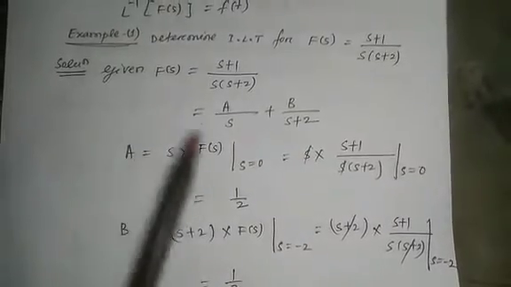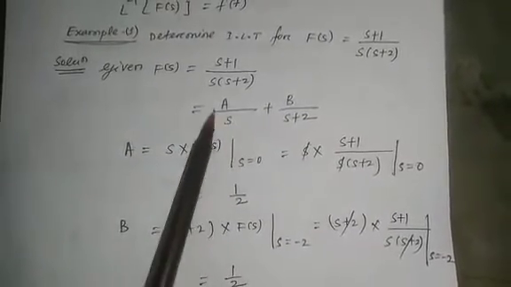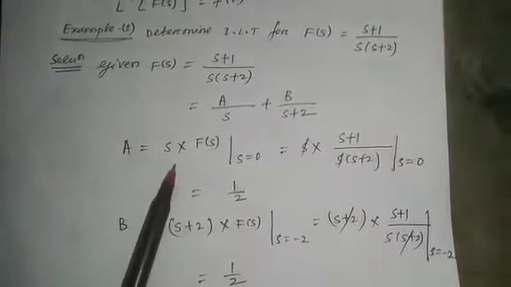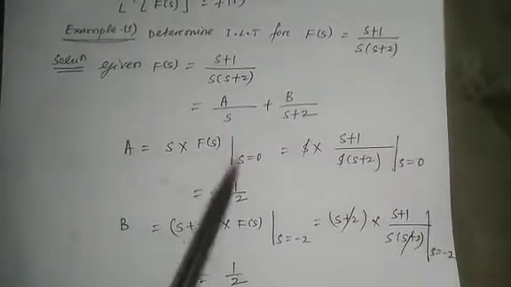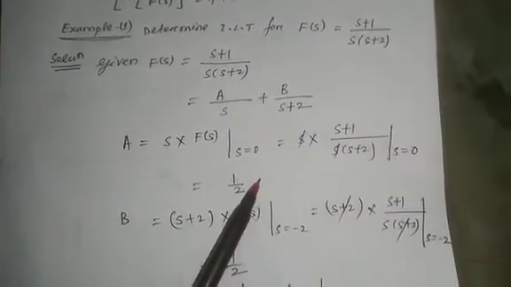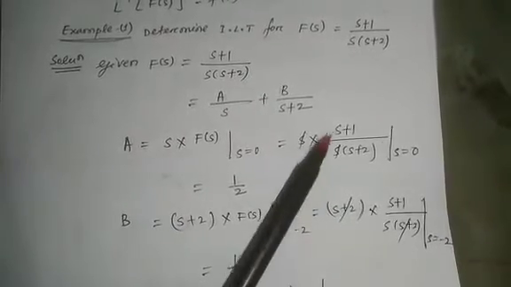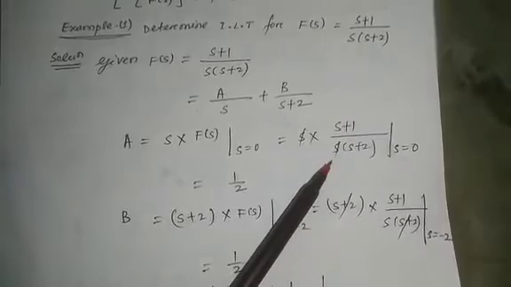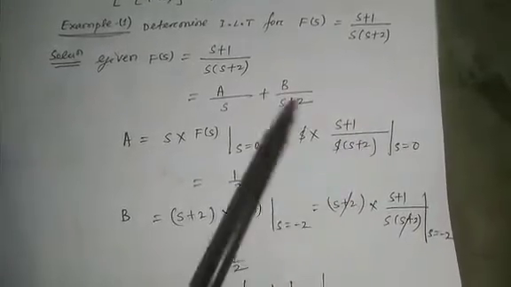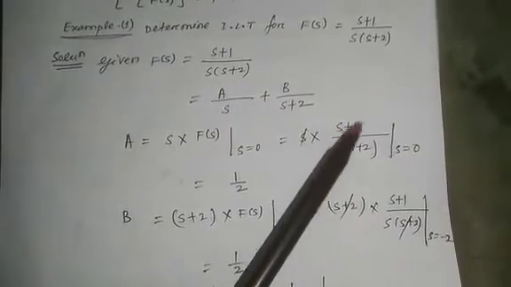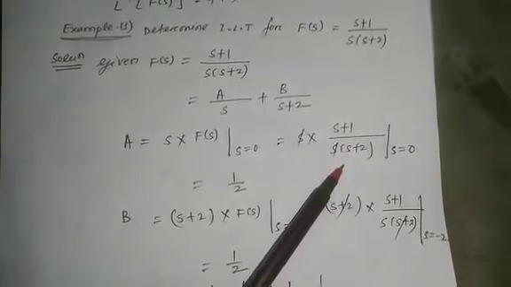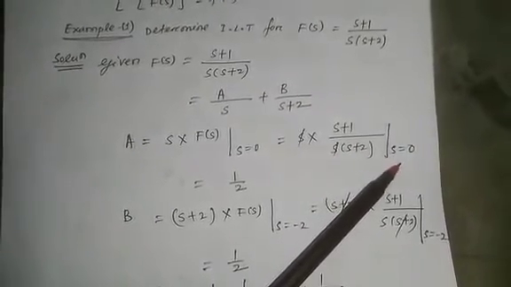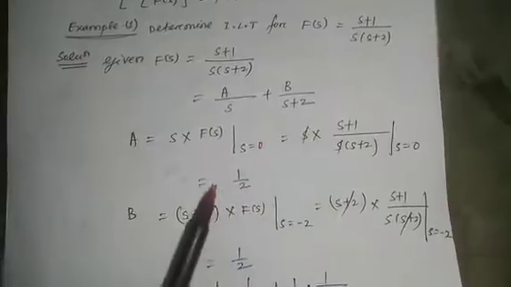How do you calculate a? What is the term present in the denominator of a? It is s. So s into F(s), where s tends to 0. You see, s into F(s), in place of F(s) you put (s plus 1) divided by s into (s plus 2). The s cancels out, so now (s plus 1) divided by (s plus 2) is present. You put s equal to 0. In this function you get half, so the value of a is half.